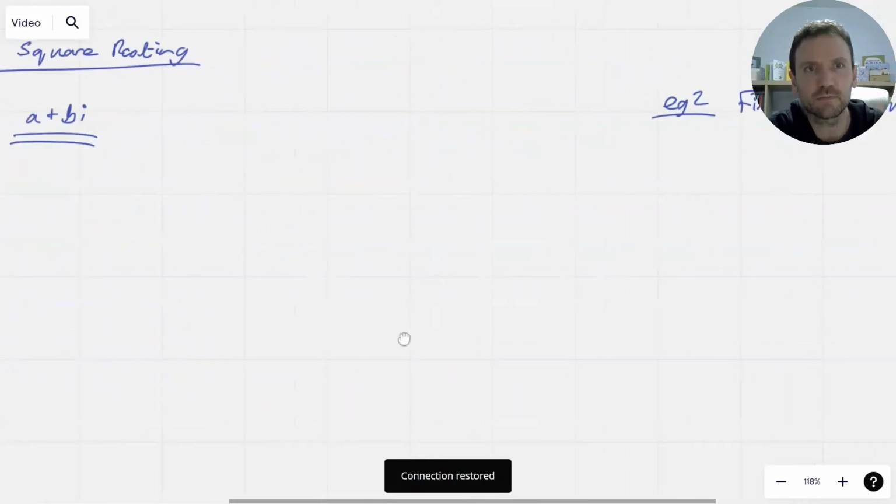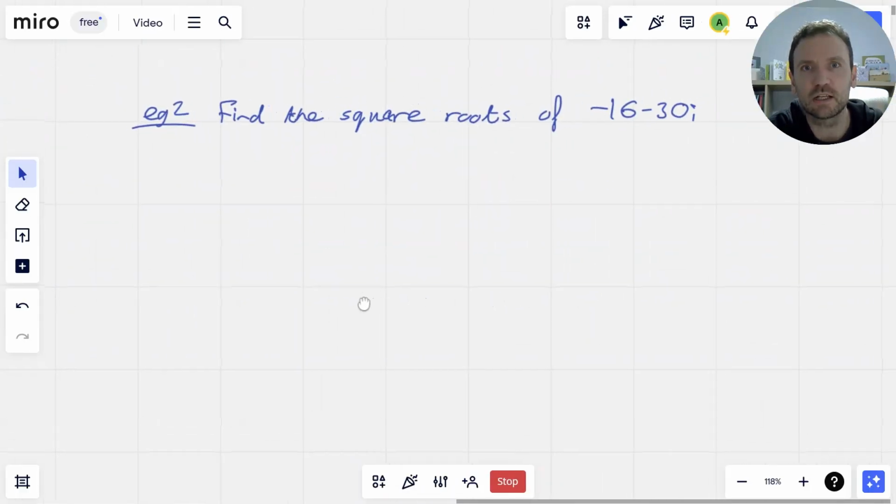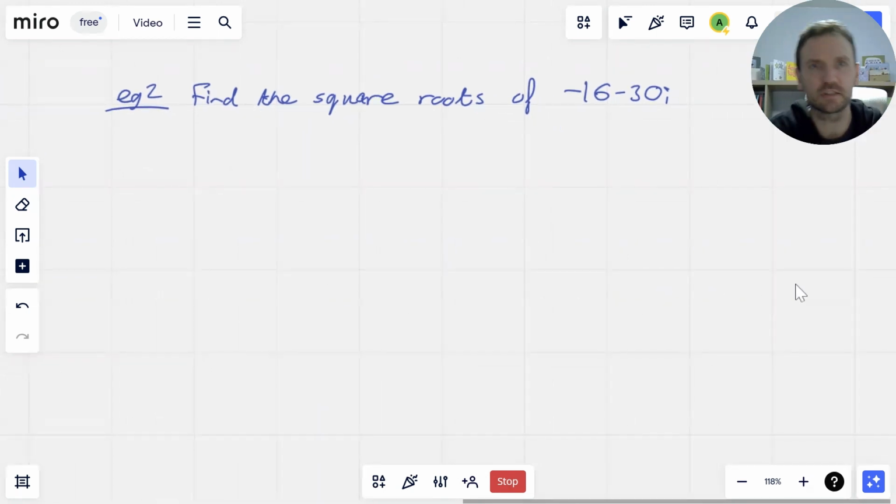The second example I want to look at here is finding the square roots of negative 16 subtract 30i. So you'll note I've said square roots here. When you're looking at real numbers, most of the time, at least with conventions, you'd be asked for a square root and it would be the positive or non-negative number. When we're looking at complex numbers, it doesn't make sense to talk about the positive or negative number. So we're going to have 2 square roots and we're going to want to state them both.